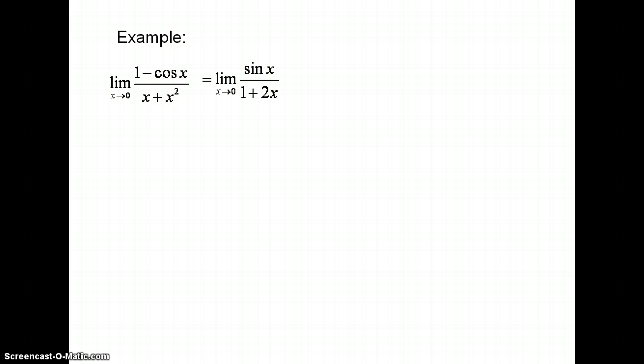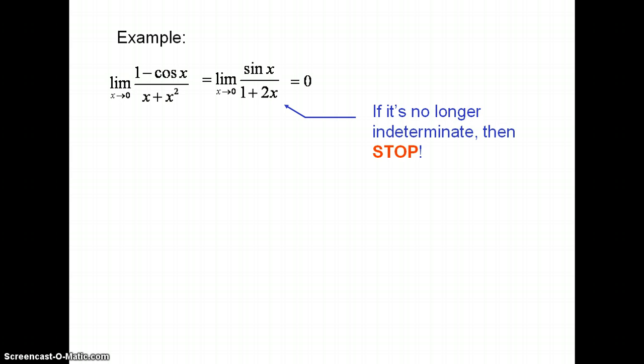You don't have to say you're using L'Hopital's rule, you just write equals the limit of the derivative of the numerator, which is sine of x, over the derivative of the denominator, which is 1 plus 2x. When you put 0 in at that point, you get 0. Now, some people don't check it, they just do the derivative again. Okay? So you have to stop. If it's not an indeterminate form, you stop. If you get a real number, you stop and you're done.